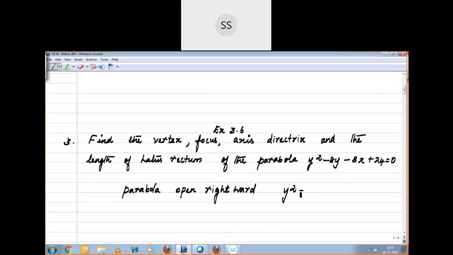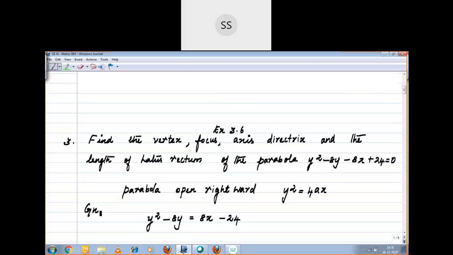General format is y square equal to 4ax. The given equation represents a parabola open rightward because y square exists in the equation. So y square minus 8y, that coefficient alone you keep in the left, the rest of the thing carry over to the right. So minus 8x becomes plus 8x, plus 24 becomes minus 24.